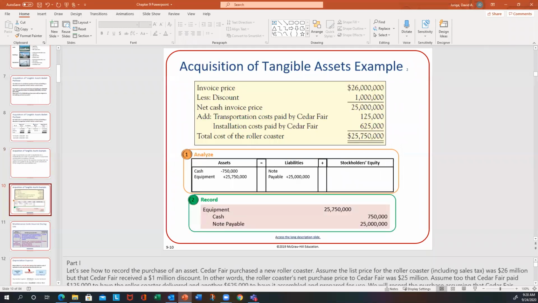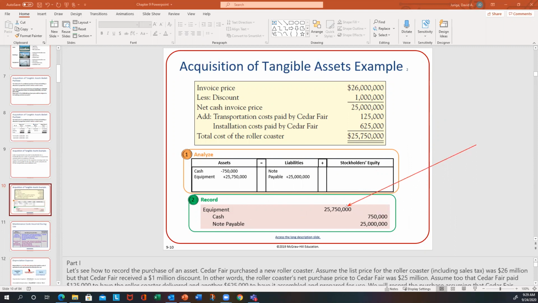So again, up in the top part, this is going to be the total cost of the roller coaster. They divide all these into these categories, and they subtract the discount. You get the total cost of the roller coaster. So that's going to be debited, of course, to equipment. And of course, the cash is just the installation and the transportation. And then the note payable is going to be for $25 million.